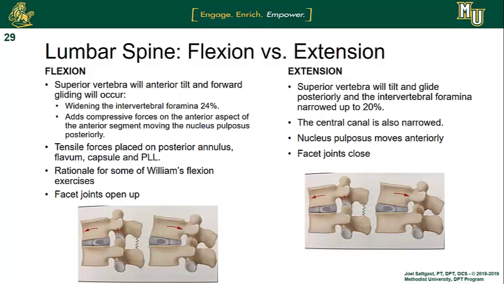Conversely, with extension, the superior vertebra will tilt and glide posteriorly, and this narrows the intervertebral foramina by up to 20%. Additionally, what's interesting is the central canal is also narrowed, and so if there is an issue of space-occupying lesion, disc prolapse, protrusion, or herniation that is impinging upon the central canal and spinal cord, this also will be more narrowed. In this case, the nucleus pulposus moves more anterior due to the compressive force on the posterior aspect of the intervertebral disc, and the facet joint will begin to close.